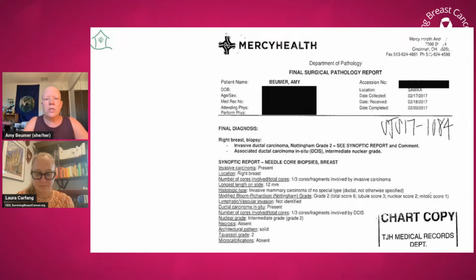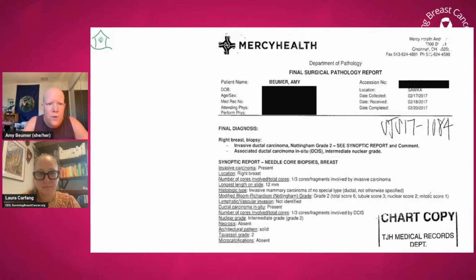So the first, you should always make sure your name is on there. You want to make sure you're looking at your pathology report. There should be a date. So you can see the date collected was February 2017, when it was received, and the date that the pathology was completed. So what we've talked about right now is just histological type. So let's go down and see if we can find where this is.